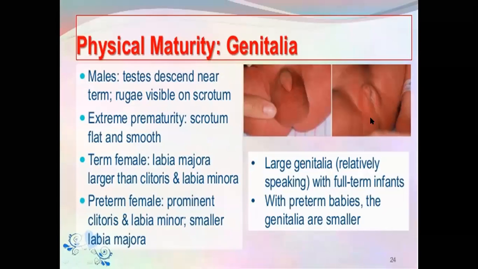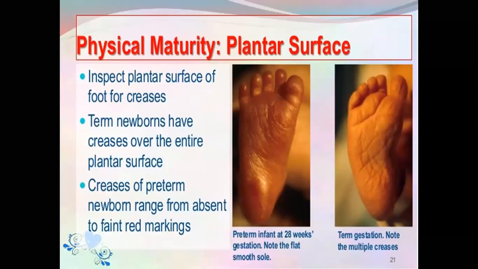In females, preterm infants usually have a large labia minora and clitoris. In term babies, the labia majora is well formed and covers the minora and the clitoris. Thus, the external genitalia play an important role in assessing the gestational age of the baby. Next one is the plantar surface.